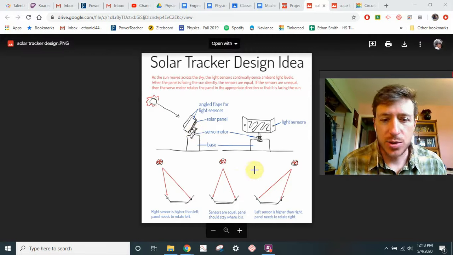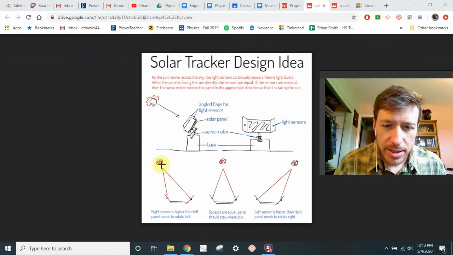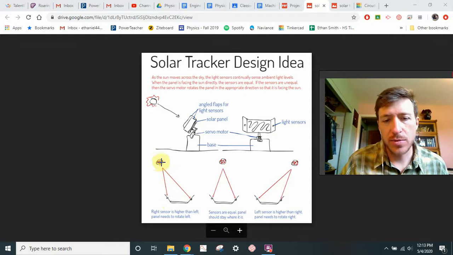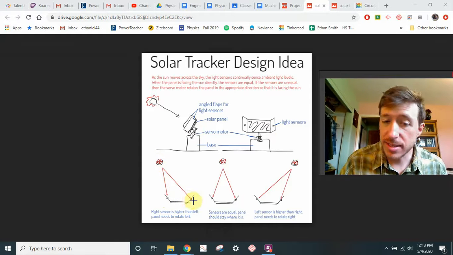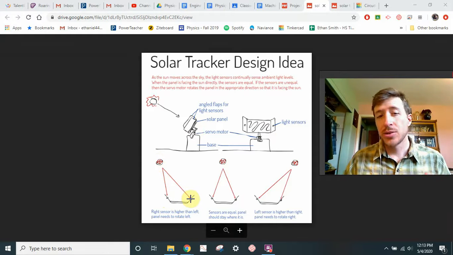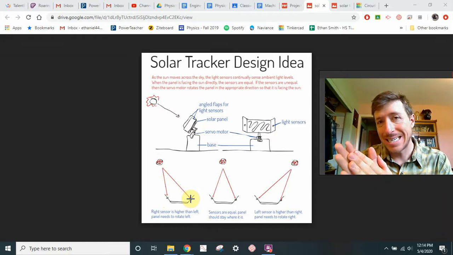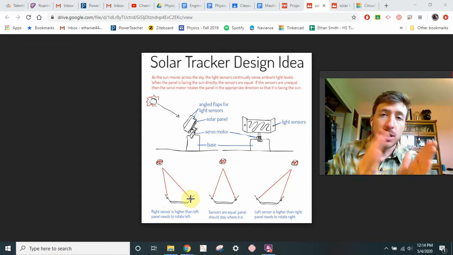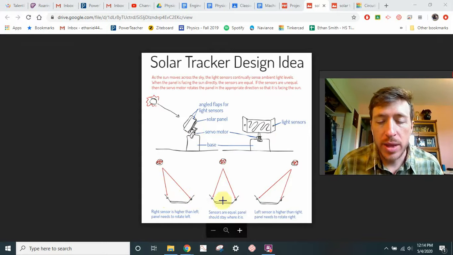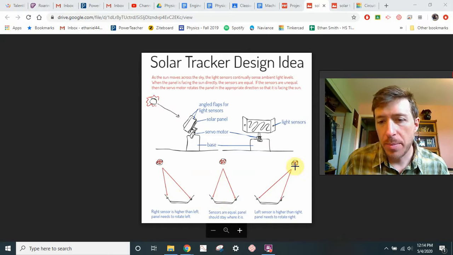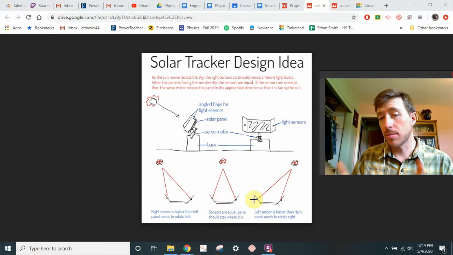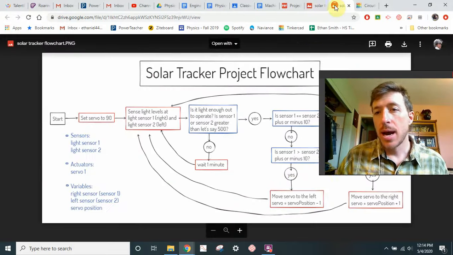Now the way these light sensors work is that the sun is coming in at an angle, and because of the angle, if the sun's over here on the left, then the right sensor is going to be getting more light. So when the right sensor is getting more light and reading a higher light value, then the entire thing needs to turn to the left, right? When it's facing the sun directly, they should be equal. Here's the opposite. The sun's to the right, the left light sensor is getting more, so the panel needs to rotate to the right. So that's the idea I came up with.